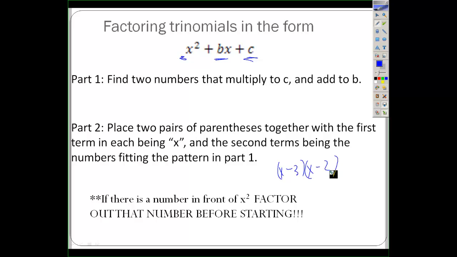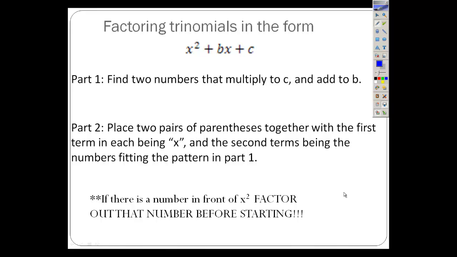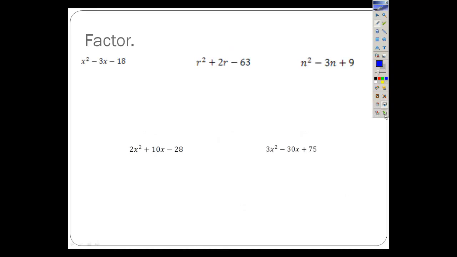If there's a number in front of x squared, make sure you factor out that number first. I call that a mono out. You'll see a few of those as we go on, and we'll do examples of all of them. So let's just factor here. We might be a little rusty, that's all right.